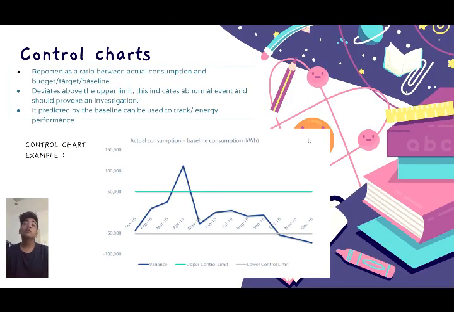Okay, the control chart is based on a report, a ratio between actual consumption and the budget target or baseline. If it deviates above the upper limit, this indicates an abnormal event and should provoke an investigation. It is predicted by the baseline and can be used to track energy.